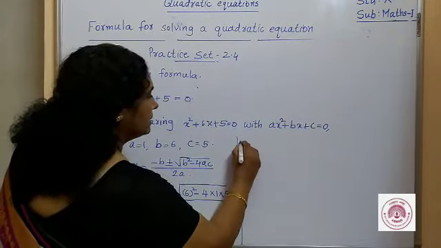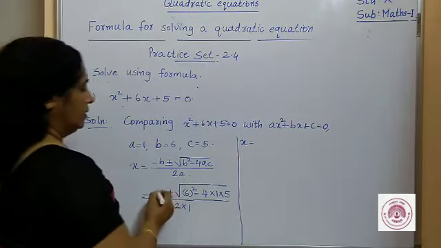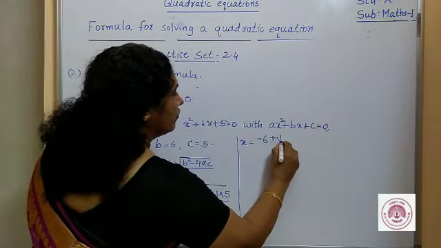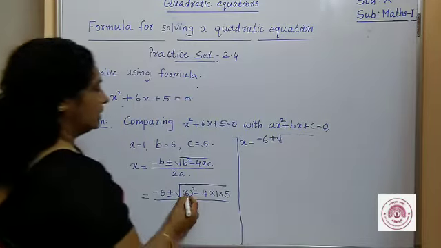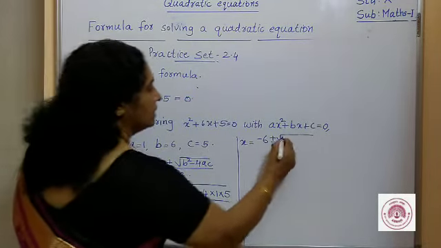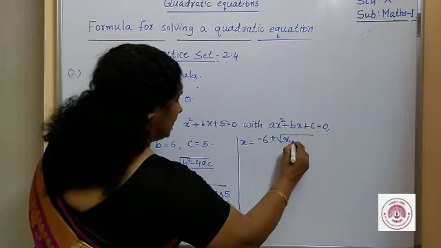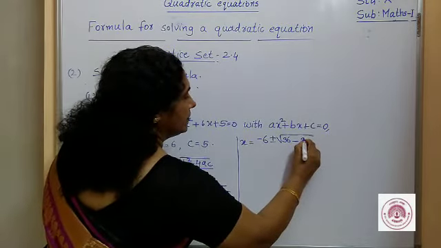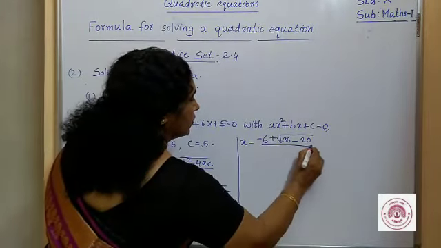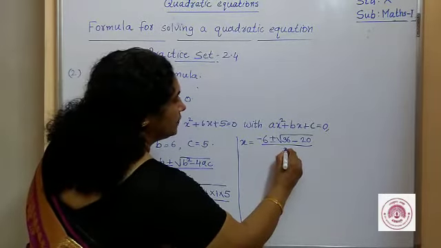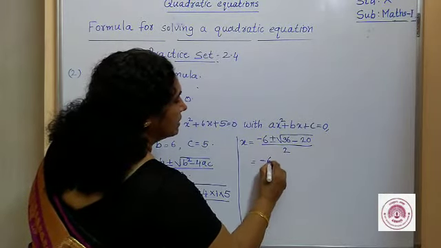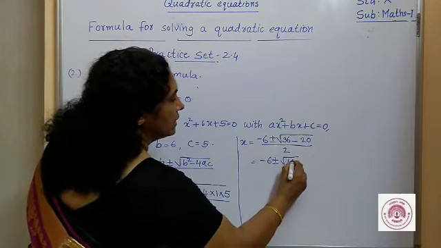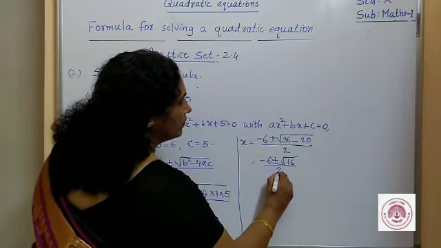So x is equal to minus 6 plus or minus root of b square, that is 6 square, which is 36, minus 4 into 1 into 5, that is 20, divided by 2 into 1, that is 2. That is equal to minus 6 plus or minus square root of 36 minus 20, which is 16, divided by 2.